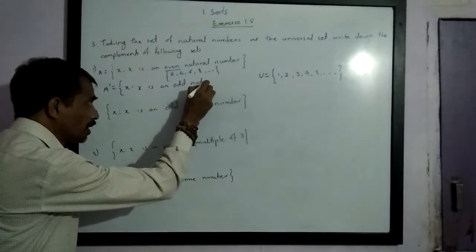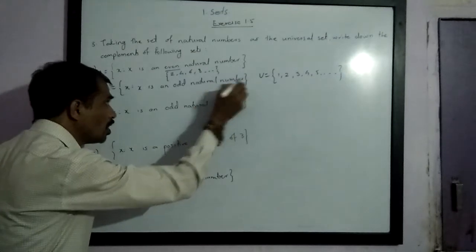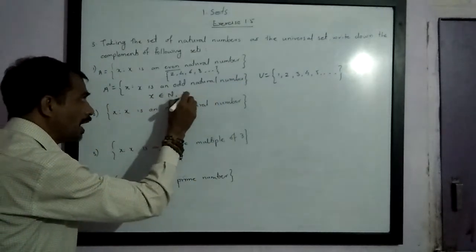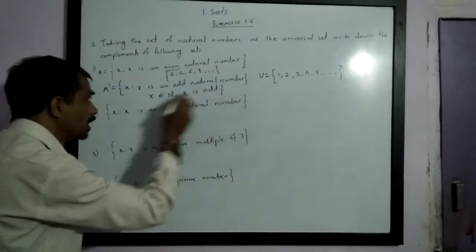Odd natural number. Or we can say that x belongs to natural numbers and x is odd. So it can be written like this also.